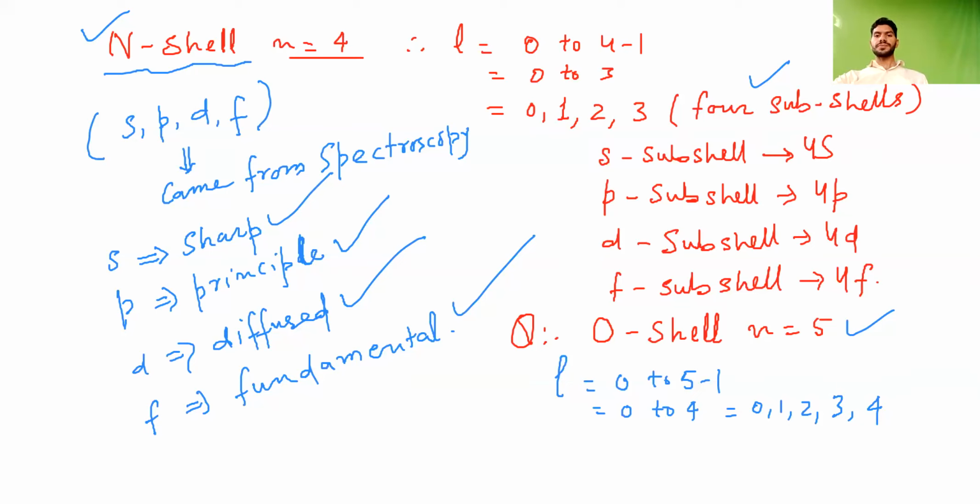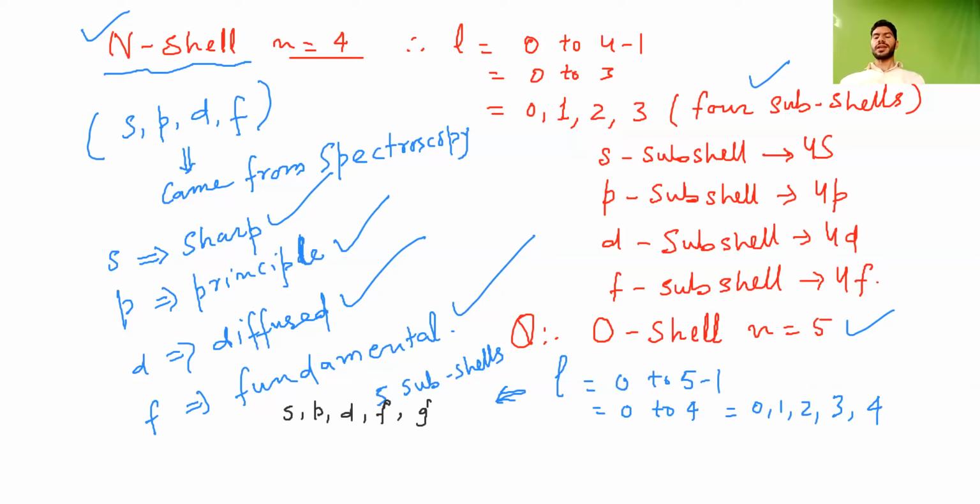In this case, there will be 5 subshells, right? Can you name these 5 subshells? One will be S, another P, another D, another F. What after F? After F, it will be G, because you go in alphabetical order. After G it will be H, then I, then J, K, etc. But you have to remember only up to here.